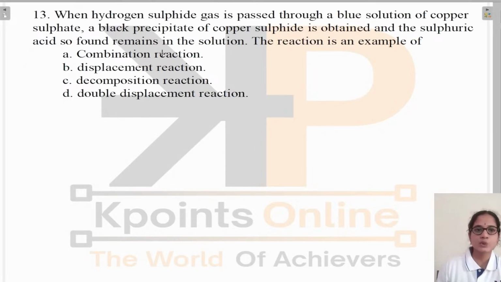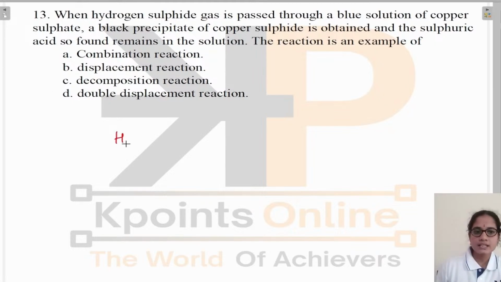Yes, I will read the question now. When hydrogen sulfide gas is passed through a blue solution of copper sulfate, a black precipitate of copper sulfide is obtained and the sulfuric acid so found remains in the solution. The reaction is an example of... first let me write the reaction, because once the question is given, unless and until you write it, you will not come to know what type of reaction it is. So do not blindly tick the answer. First write the equation by seeing the question, what is the statement that is given.